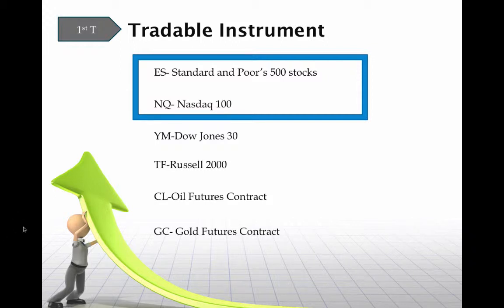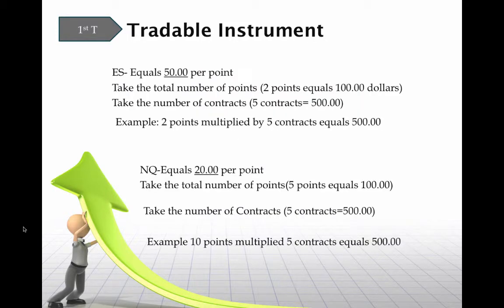So in discussing tradable instruments, one of the things we want to look at is basically an example of why we would like one particular instrument over another. If you look at the S&P, every single point of the S&P equals $50. So if you take the total number of points, in this case 2 points equals 100, and then you take the number of contracts, being 5 contracts, that would mean a total profit of $500. So 2 points multiplied by the number of contracts is going to give you your dollar amount.